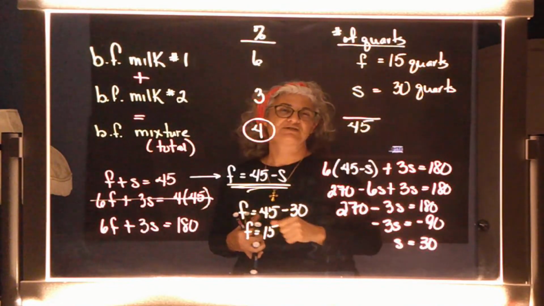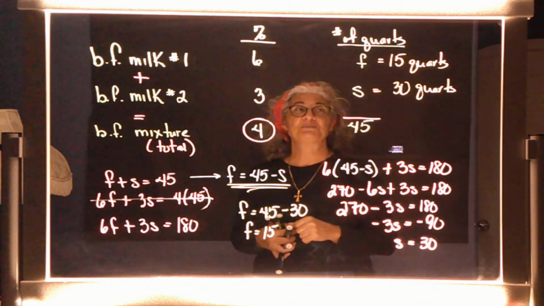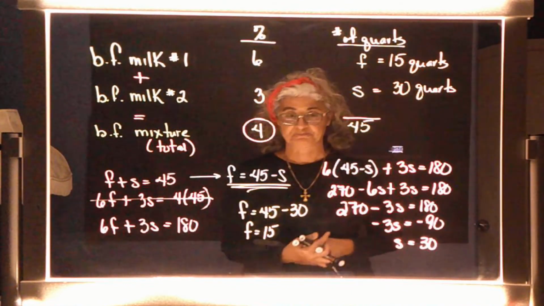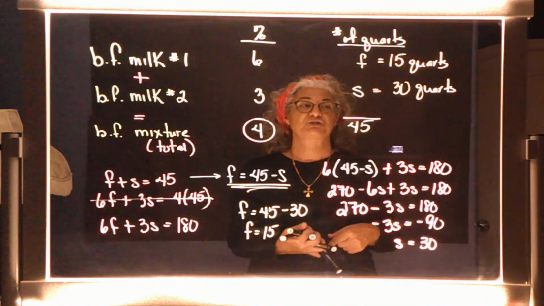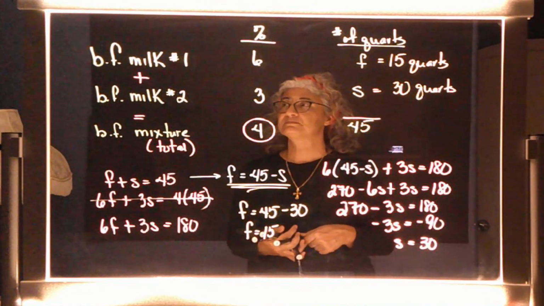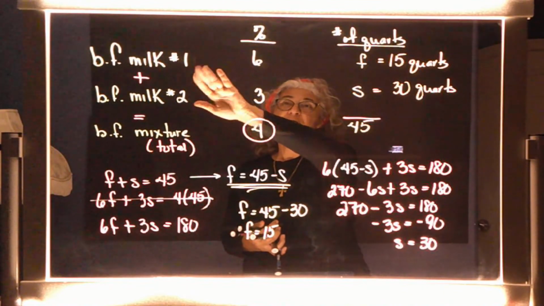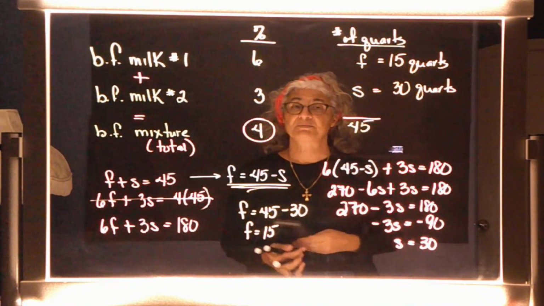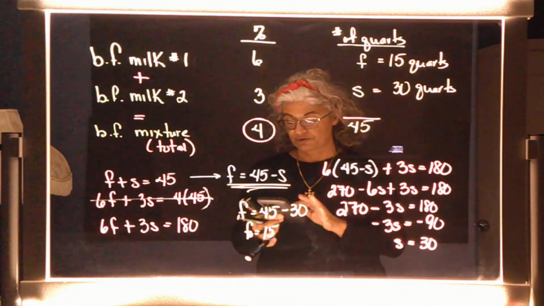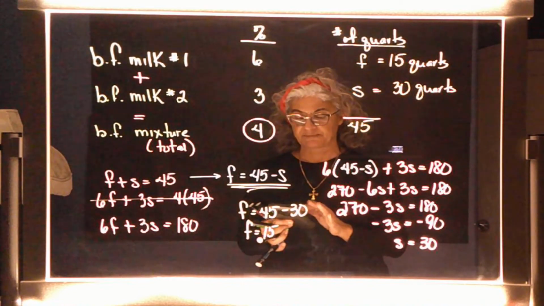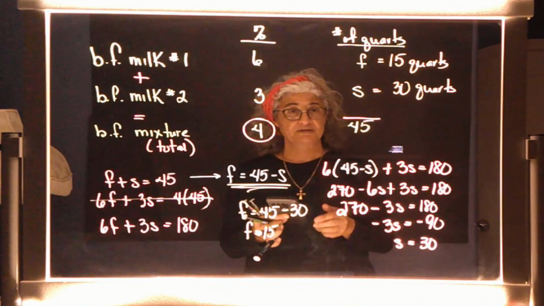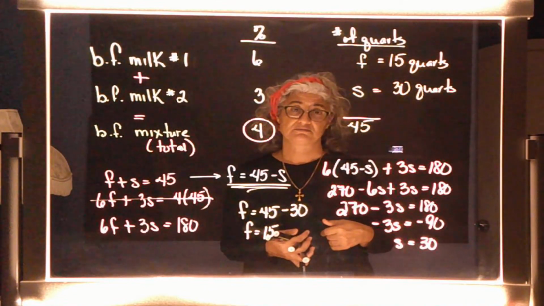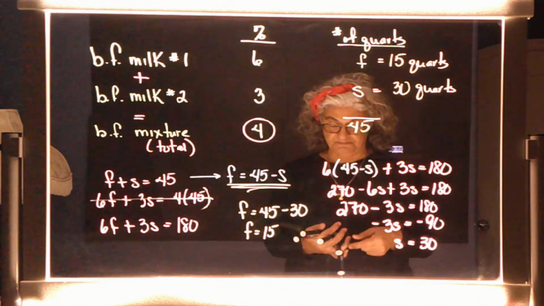Sorry, I'm debating on showing you something. Well, it might not be a bad idea to show it to you, so you may understand it a little bit better. So according to butterfat milk number 1, 6% of the 15 quarts is actually butterfat. So if you take the 15 and you literally multiply it by 6%, which is 0.06, you would get 0.9, wouldn't you? Okay.